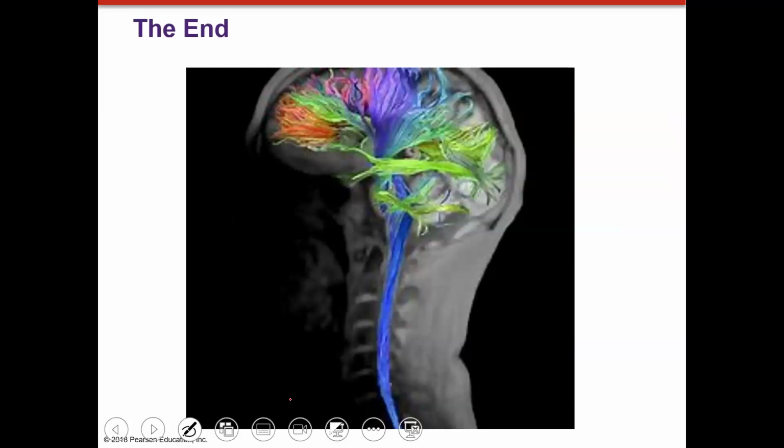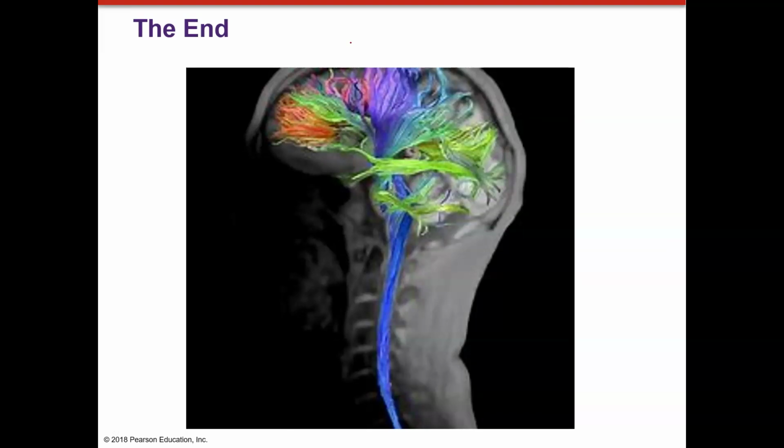The end. We've got a lot more chapters coming on the nervous system. That's just the start of it, so we'll go over a lot of these concepts again. If it's a little foggy, a little unclear, that is okay for where we are right now. It will become clearer and clearer as we move.